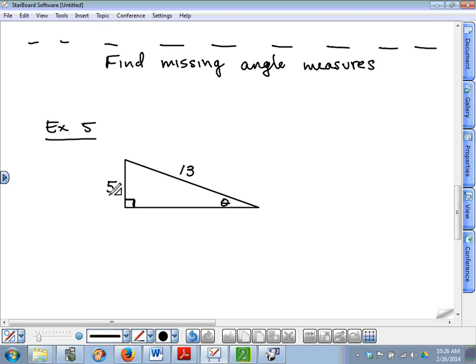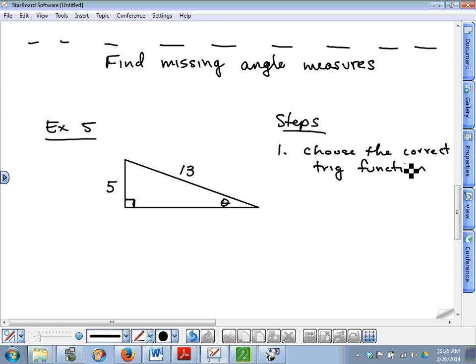Michael, is this opposite, adjacent, or hypotenuse? Okay, good. What is this one? Now listen to what we're saying. We have opposite and we have hypotenuse. It's the sine. The steps are almost the same, except we set up a slightly different equation. Step 1 is to choose the correct trig function. In this case, it's going to be sine, and now we have to use theta because we don't know the angle measure.